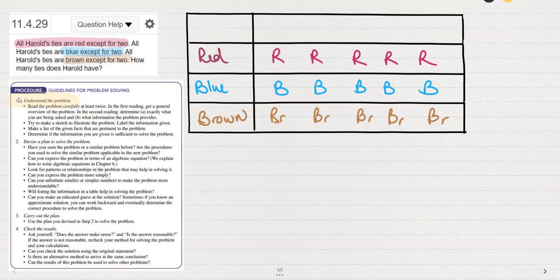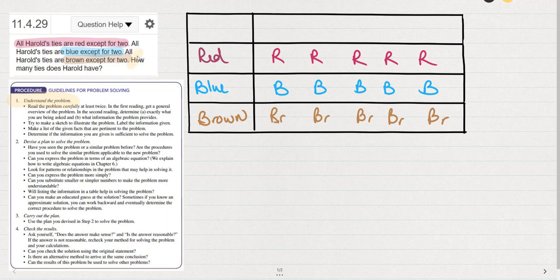So let's read it. All Harold's ties are red except for 2. They're all blue except for 2, and they're all brown except for 2. So how many ties does Harold have? What I can gather from this is that he has at least 3 ties, right? I know he has red ties, blue ties, and brown ties, at least one of each.